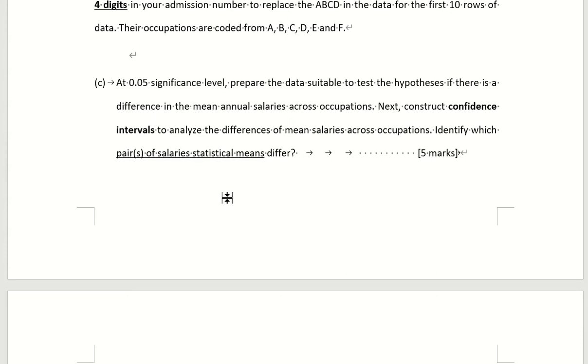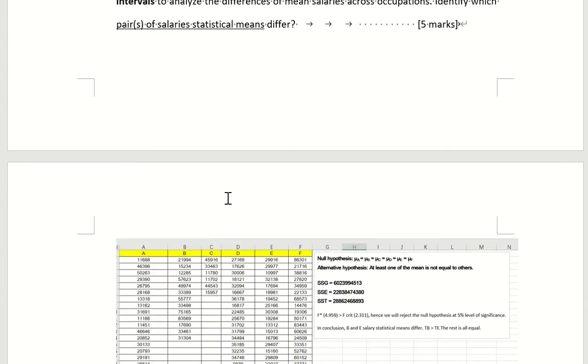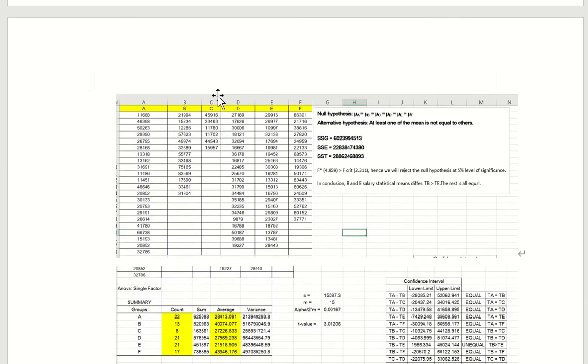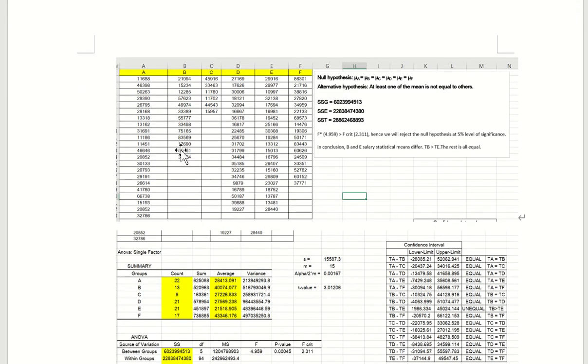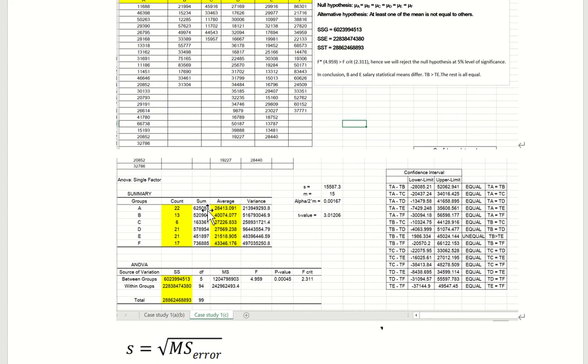So for part C, I rearrange the table a bit like this, so that all the occupations are in the first row, and also their relative variables. I also write down the null hypothesis and the alternative hypothesis first. I create a single factor ANOVA table. According to the table, we can see that the F value is bigger than F critical, and also the P value is less than 0.05. So this means that we need to reject the null hypothesis.